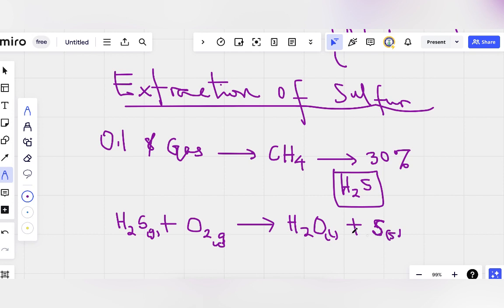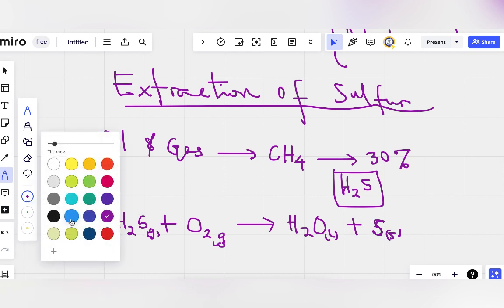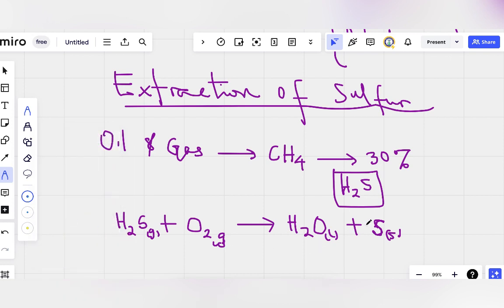We can balance this. If I put 2 here, where else can I put 2? I can put 2 here, so that sulfur will be 2 atoms on the left. Hydrogen is still just 2 here, so we can put 2 here, so that we have 4 atoms of hydrogen on the right and 4 atoms of hydrogen on the left. We have 2 atoms of sulfur on the left.